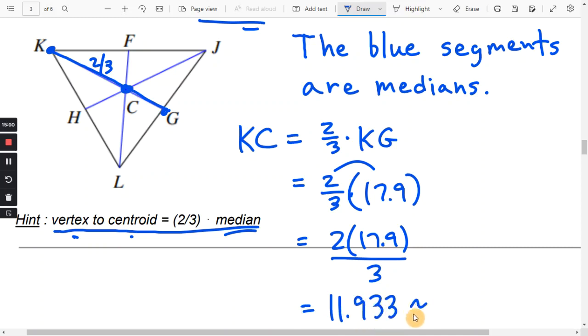All right, and if we do 1 decimal place, you look at the second decimal. If it's less than 5, you round it down. So that's 11.9.